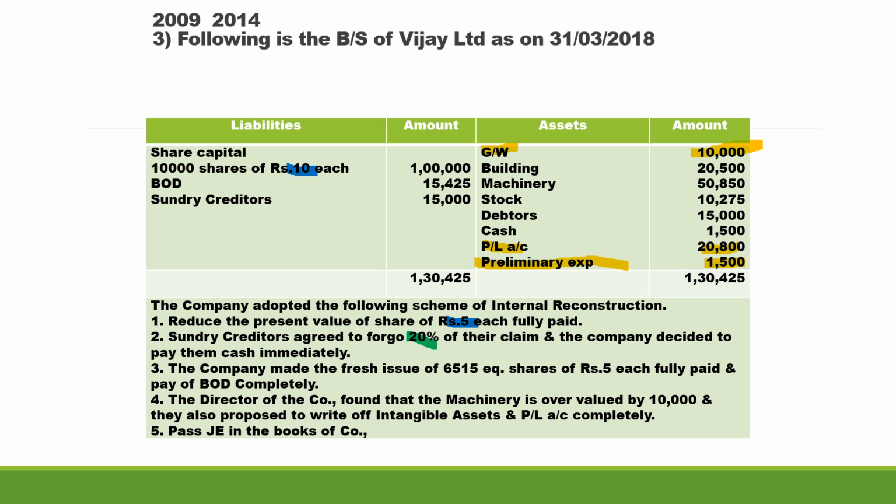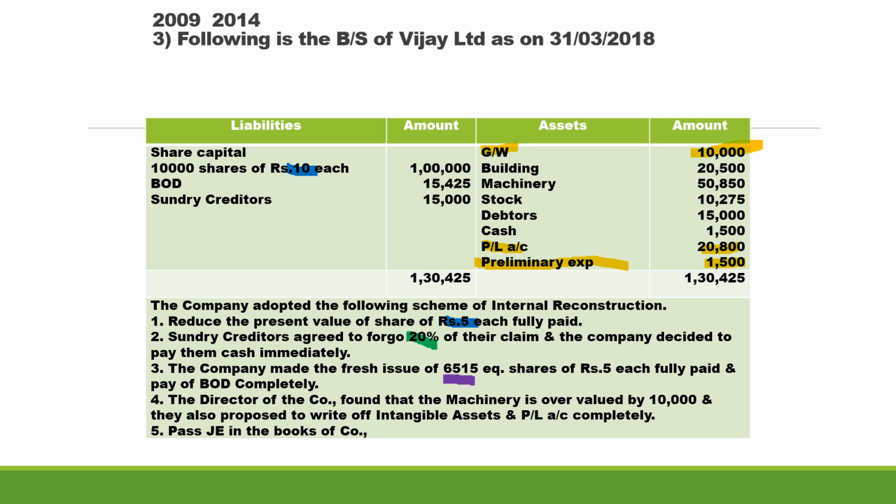Out of 15,000, 3,000 is being reduced, 20%. Remaining 12,000 has to be paid off immediately. Next, the company made a fresh issue of 6,515 equity shares of rupees 5 each. So 6,515 shares are issued to the public at rupees 5 each. So 6,515 into 5 rupees, you get 32,575. So 32,575 is a fresh issue of shares to the public.